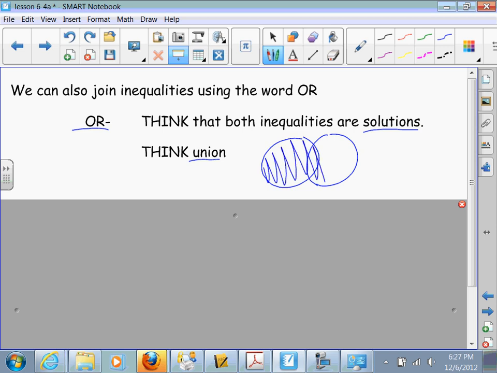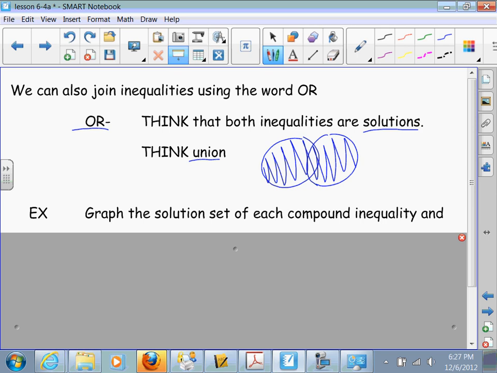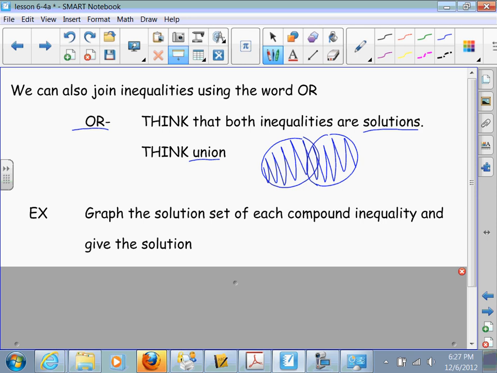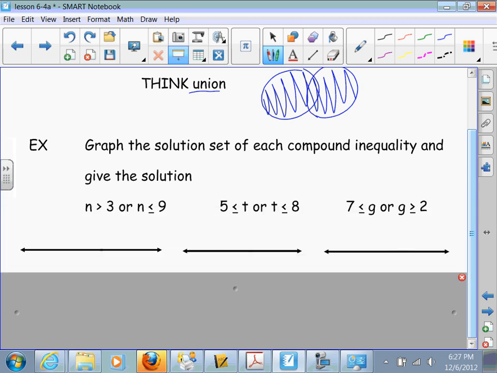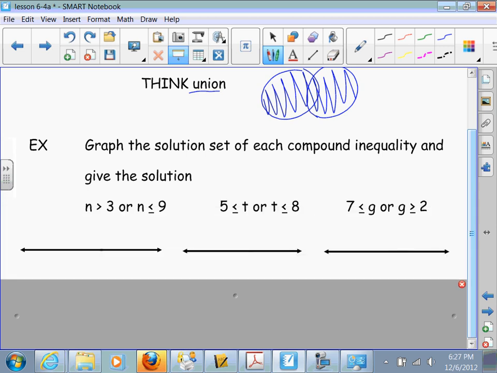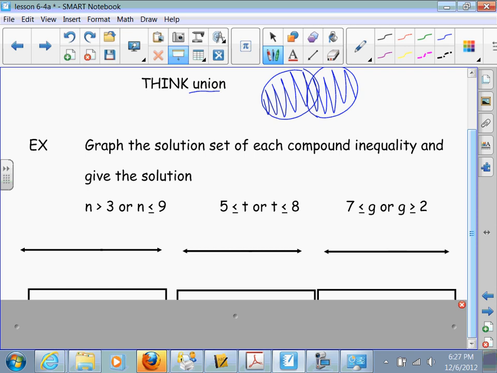Again, this is everything from both things. All right, so we want to jump into an example here. I want to graph the solution set of each compound inequality and give the solution. Taking a look at these. Again, we're going to start off really simple. All right, we got n is greater than 3 or n is less than or equal to 9.